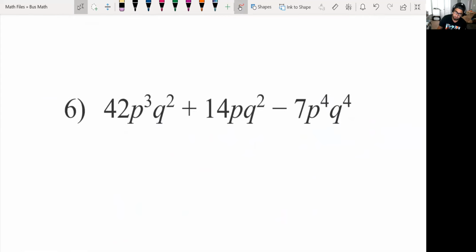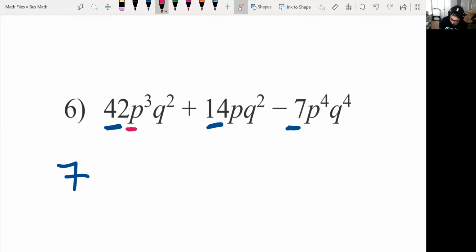Okay. All right. Now, hopefully we're warmed up, we're ready to go. We can get this in one try, right? So let's look. 42, 14, and 7. The greatest common factor from 42, 14, and 7 is going to be 7. So I'll take a 7 out. And then, now let's look at the variables. Like I said, let's try to get this in one go.